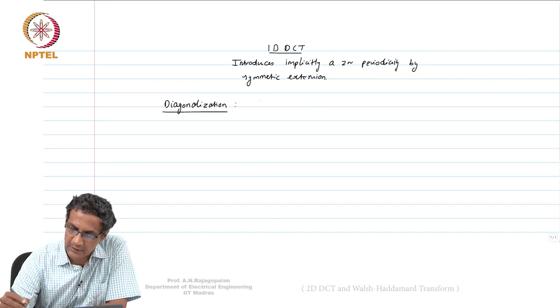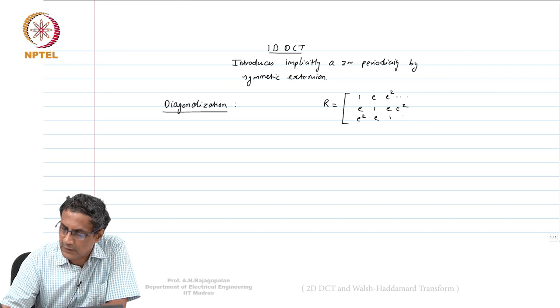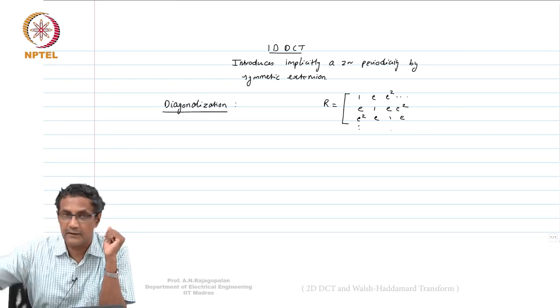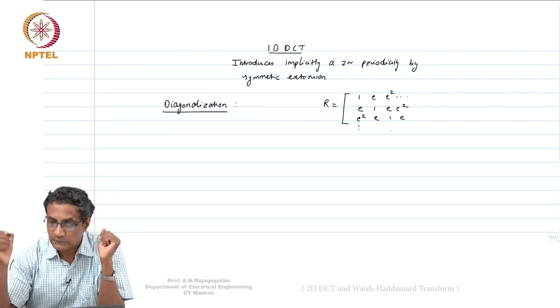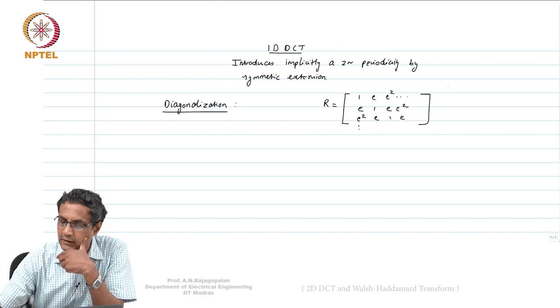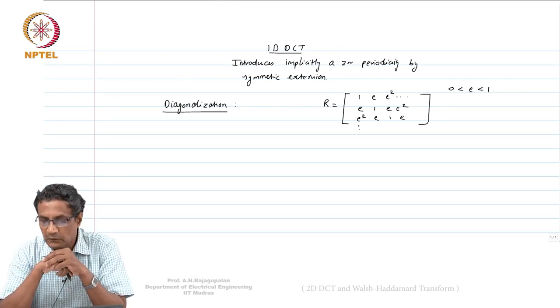So, when you talk about a first order Markov process, the matrix looks like this: 1, rho, rho squared, and so on, rho to the power n minus 1 at this end, and then all the way down to 1. Now this kind of matrix, we know, has a rho that takes a value between 0 and 1.